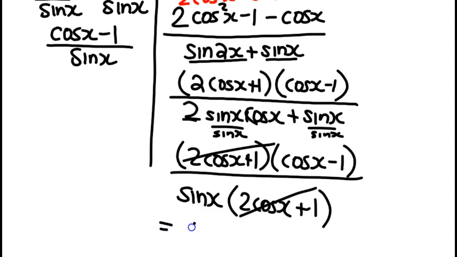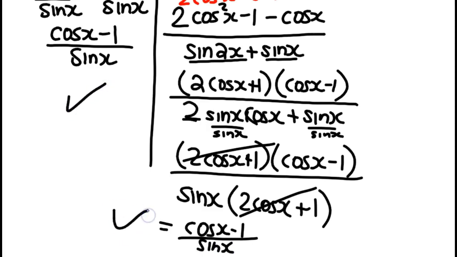And that leaves us with a cos x minus 1 with a sine x on the bottom. And that's what we had on this side. So we proved it.